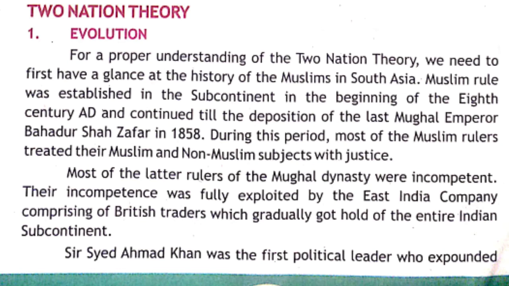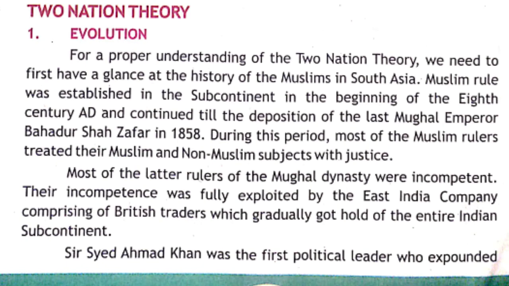Okay, most of the later rulers of the Mughal dynasty were incompetent, too incompetent, and they could not survive. So their incompetence was fully exploited by the East India Company, comprising British traders, which gradually got hold of the entire Indian subcontinent. Okay, guys, so who was the British trade company?